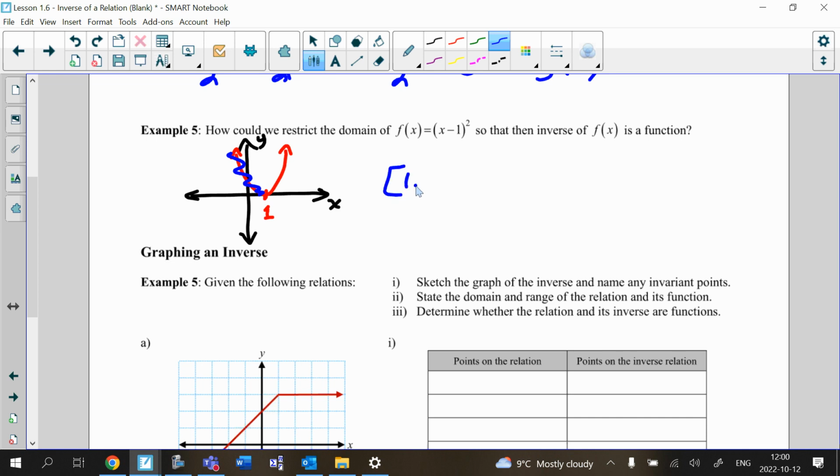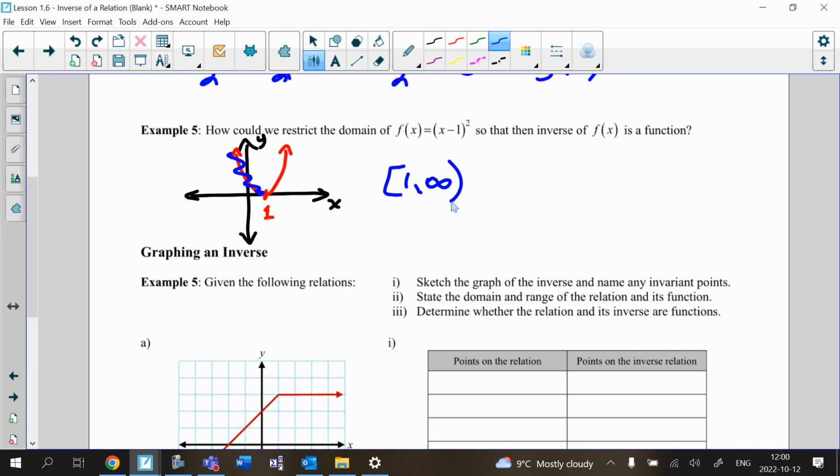We've done a little bit with graphing inverses. Let's look at a couple of examples. For each of these examples, you're given the graph of the original, and you're asked to sketch the graph of the inverse and name any invariant points.